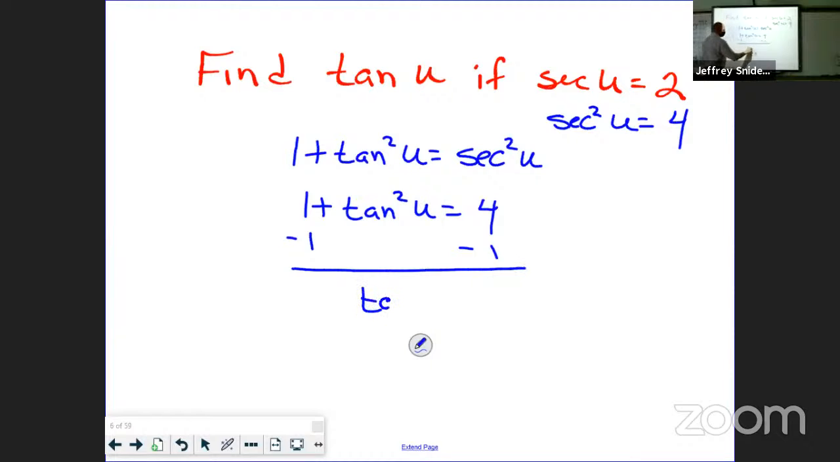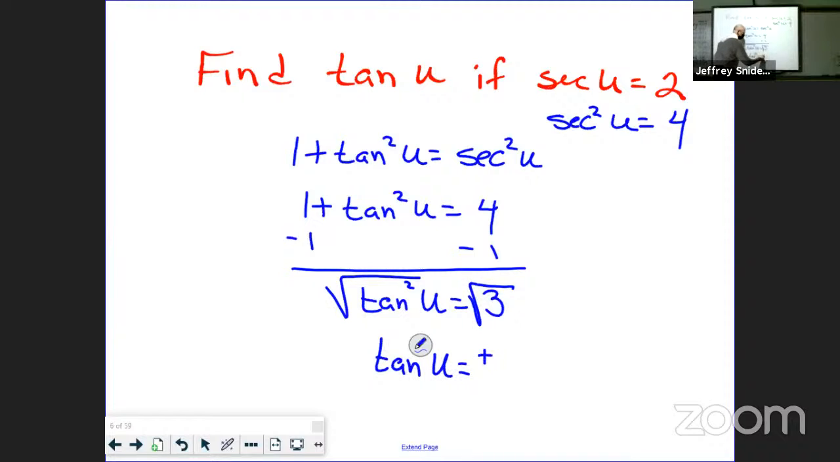Then what? Take the square root. And if I take the square root, how many roots do I have to account for? 2. Done. There's my answer. It could be positive radical 3 or negative radical 3, depending upon what quadrant it is in.